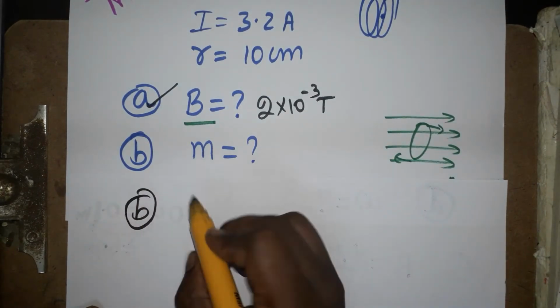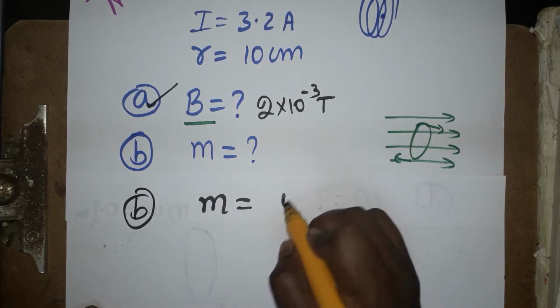Okay, B, magnetic dipole moment. M is equal to magnetic dipole moment, I A.